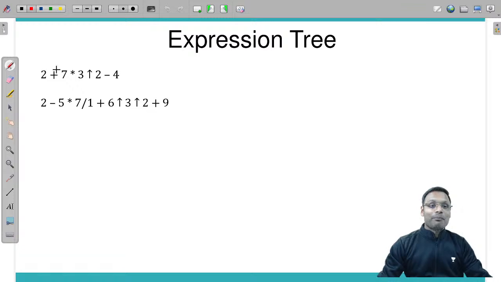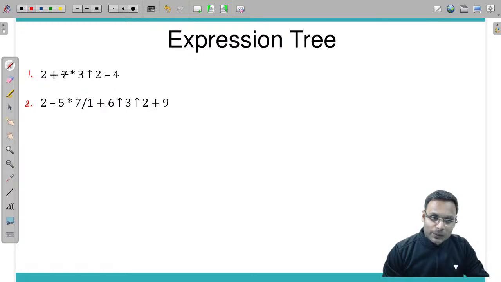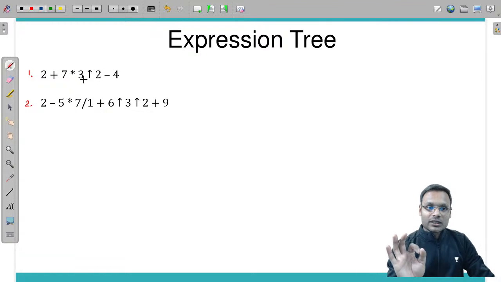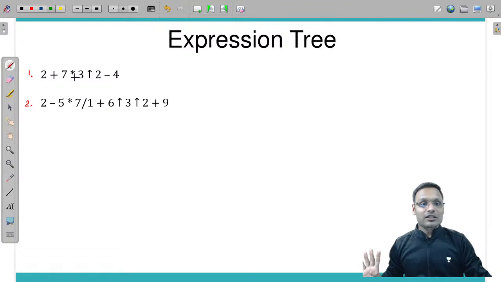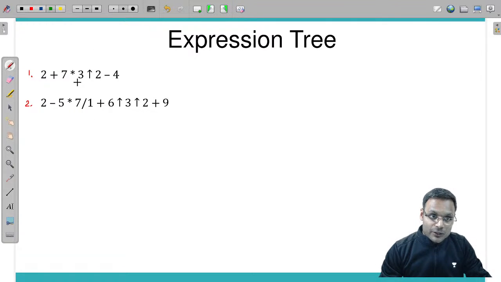आगे बढ़ते हैं. पहला क्वेश्चन सॉल्व करते हैं. Let's draw the tree for this one. So first of all, 2 plus 7 into 3 exponent 2 minus 4. This upward arrow is exponent, power. Among all these operators, exponent has the highest precedence. So let's solve exponent first.